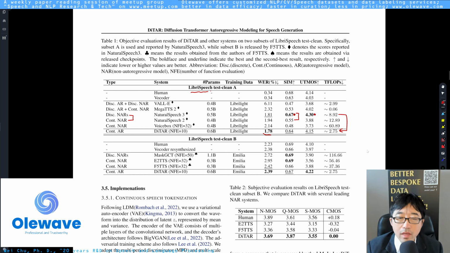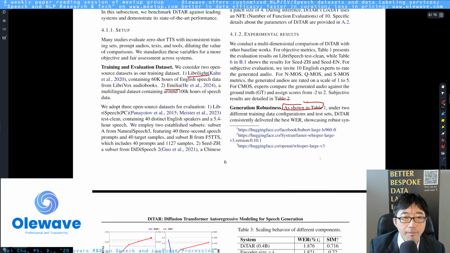Oh, for the test clean B set, they're doing better than the NAR systems, right? But for the test A case, they're not doing better, right? See this? It's worse. Let's see this again.